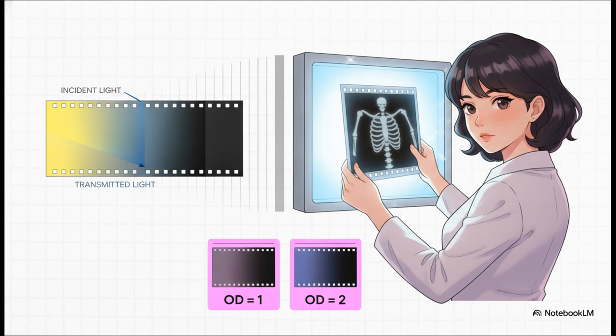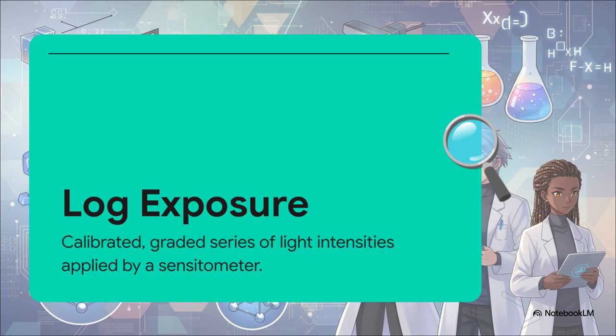To put that into perspective, an optical density of 1 means only 10% of the viewbox light gets through the film. An optical density of 2? That means just 1% gets through. So we plot that optical density on the y-axis against log exposure on the x-axis. This creates a really elegant visual map of the film's entire behavioral profile.